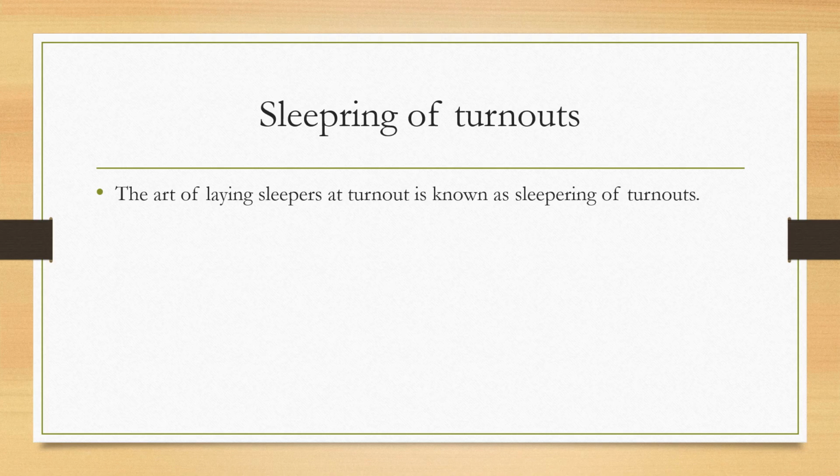Next, why interplaced sleepers? In this method, the sleepers are interplaced, which lie partly under both the tracks. This method of sleepering turnouts or points and crossings is not preferred. They have difficulty in packing the ballast during maintenance.